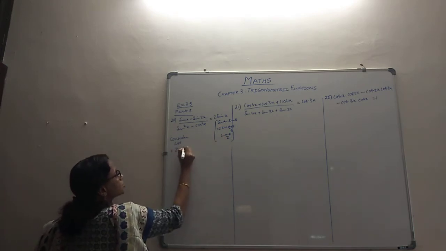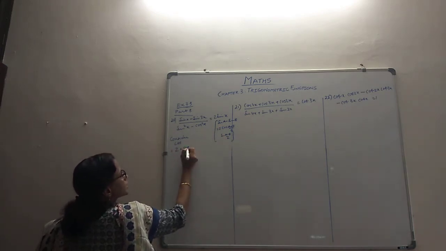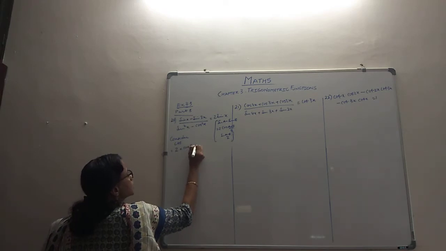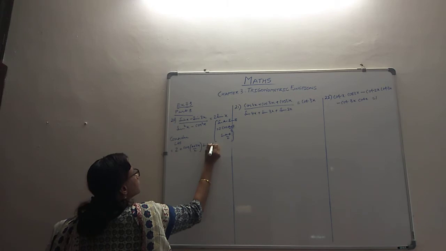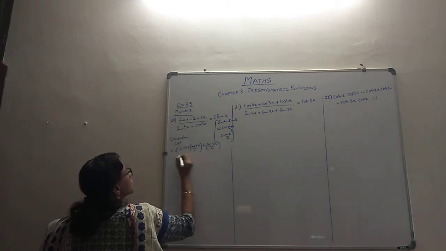It is 2 times cos. First, we will write the sum. So (x plus 3x) by 2 and sin (x minus 3x) by 2.